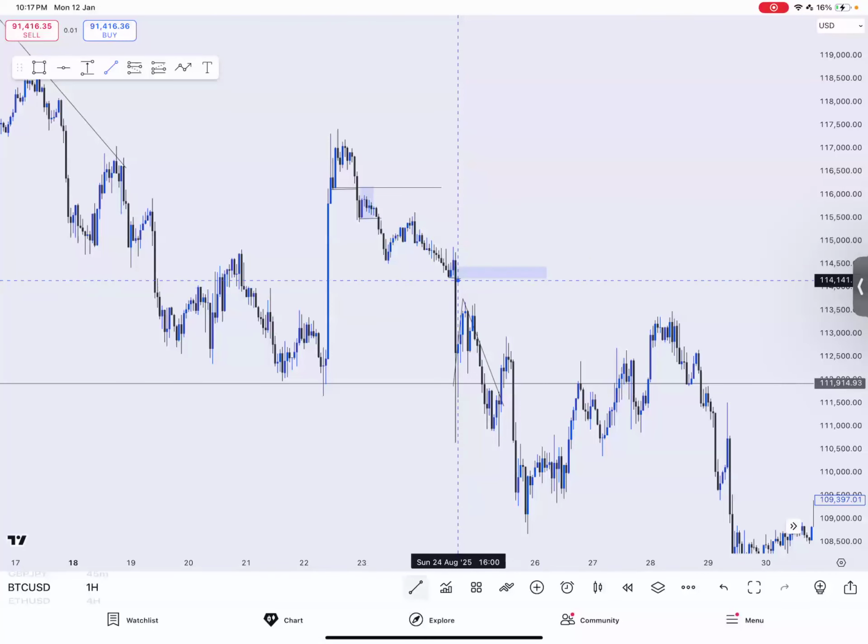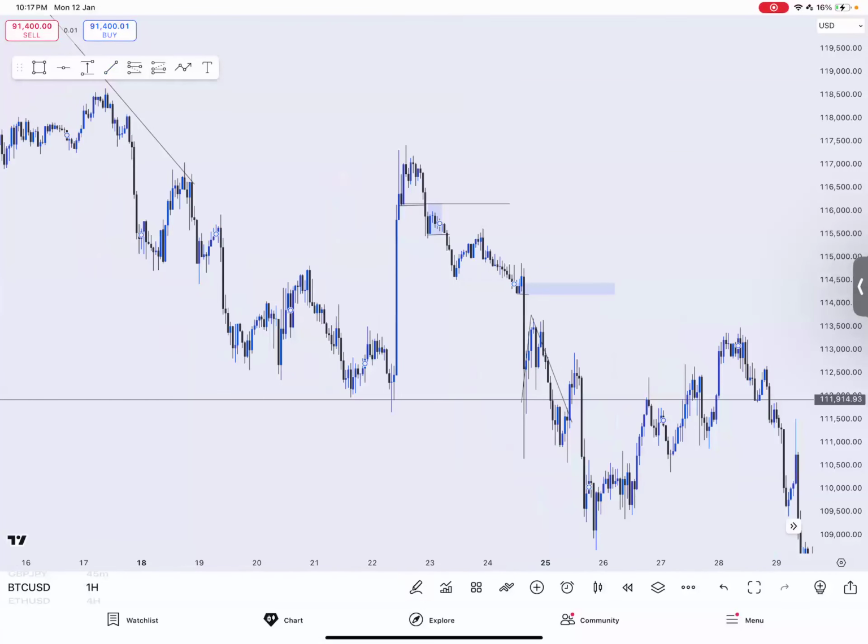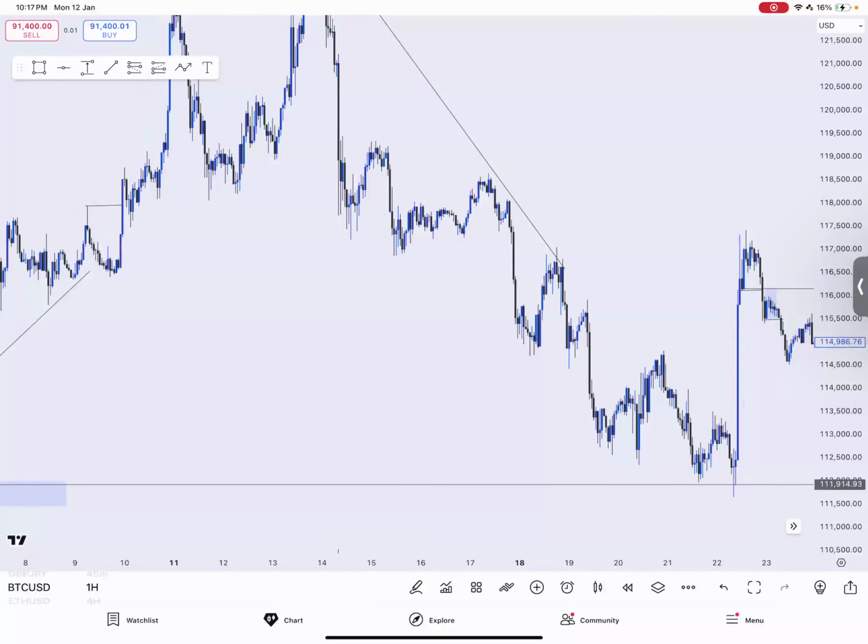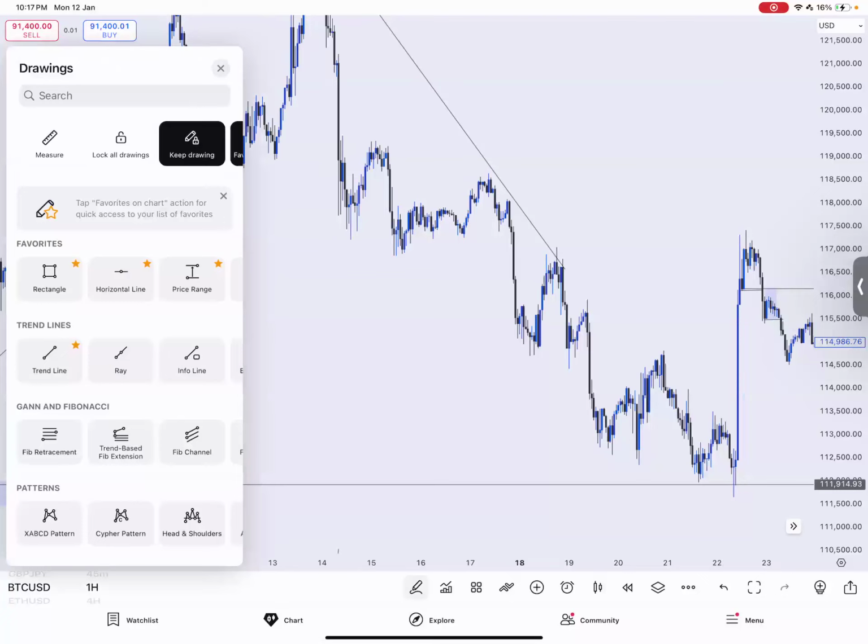Now, the only difference between this one and the other ones is that this particular one is a single break of structure because there's only one low that was taken out. So the pullback will not really be as clean as it would be if it was a double or multiple break of structure. Now let's go to the same break, but this one happens for more than one zone.